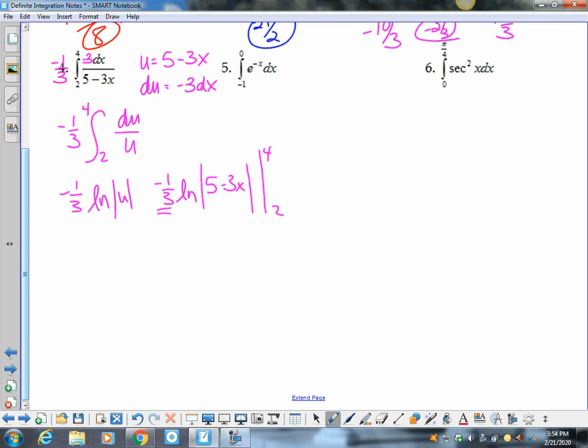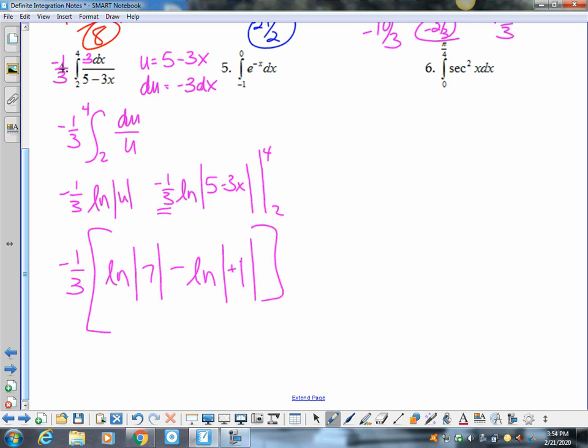Okay, when you have this out front, I'm going to do this. And then ln, see if I plug in a 4, 5 minus 12 is a negative 7. Absolute value would be 7. And then minus, now I'm going to plug in a 2. That's a 6, so that's a negative 1. So positive 1, absolute value.